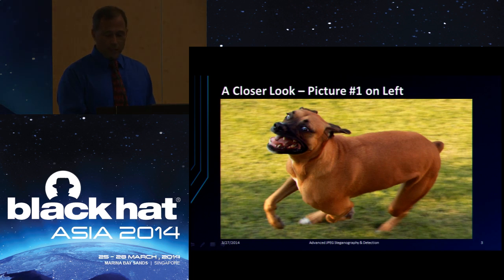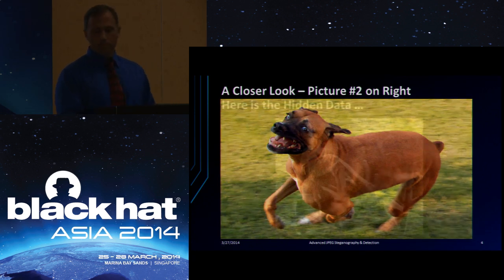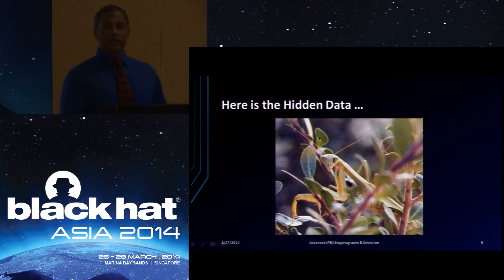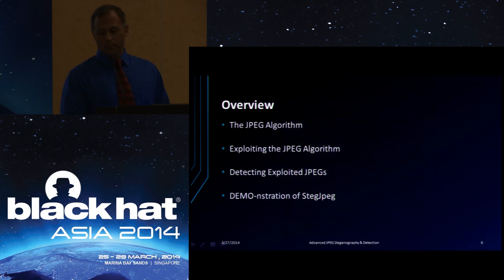So this is the picture on the left. There's a picture on the right. Looking at it closely, especially above the eye, you might be able to see slight differences. But there's no way you can tell that one of them has hidden data and the other one does not. And that's the hidden data. Just an image. You can actually hide anything inside of a JPEG, whatever you want to hide.